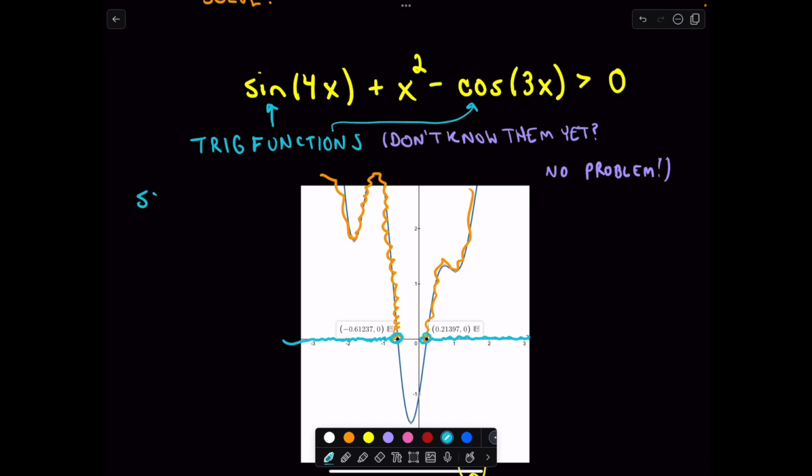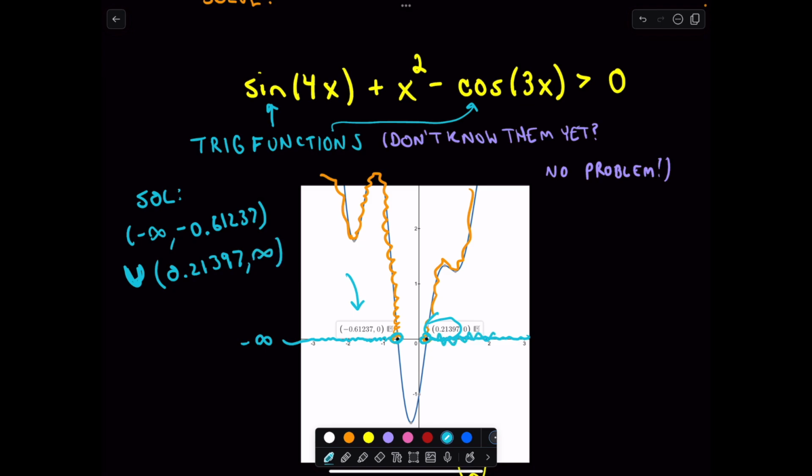Well, I can now write that solution set. This is negative infinity. So it says we go from negative infinity up to that x-coordinate, which is negative 0.61237. And then we skip over these middle values, so we'll put our little union sign. And then it says we start again at this x-coordinate of 0.21397, and this just goes forever and ever off to infinity. So that would now be the solution set for that inequality.